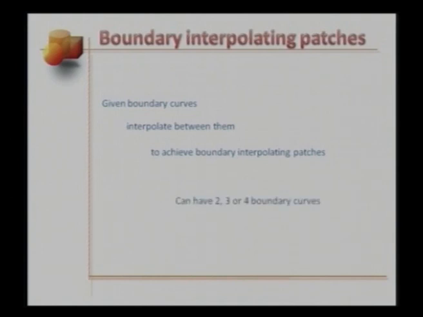One can have 2, 3, or 4 bounding curves. As you would have observed in case of Bezier patches or B-spline patches, the boundary curves in those cases are Bezier or B-spline curves themselves. So, in a way, the tensor product patches and the boundary interpolating patches are interrelated. One can also have slope information at the boundary curves, or what we call cross boundary tangents. I'll tell you in a little while what I mean by them.